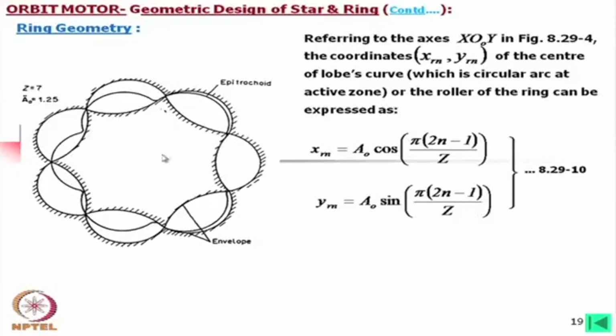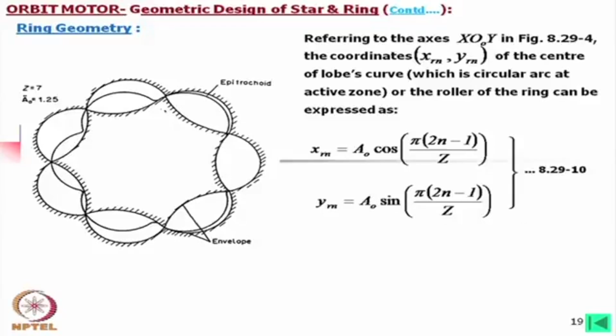Only thing, between these two circular arcs, whatever portion we need to design, in the case of the separate roller we need not even bother about that. We can take a circular arc, and in that case we can make a groove and put the pin.